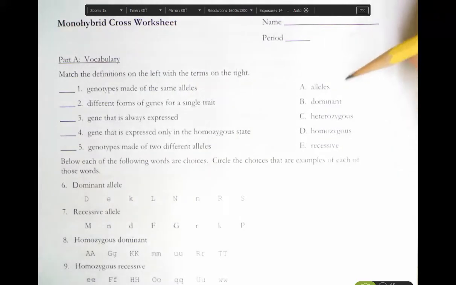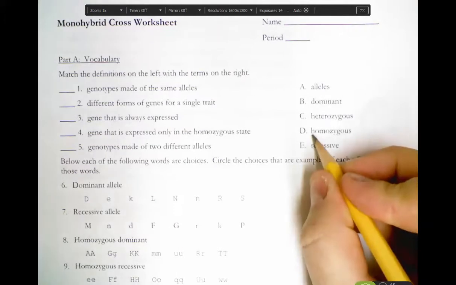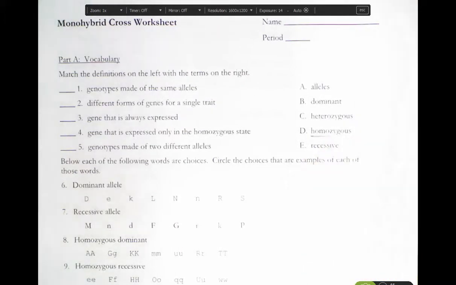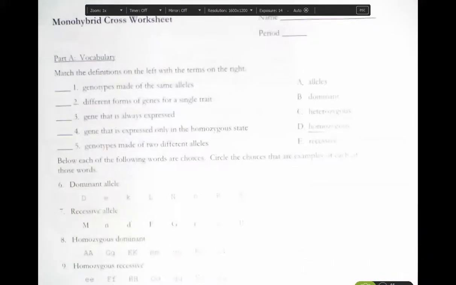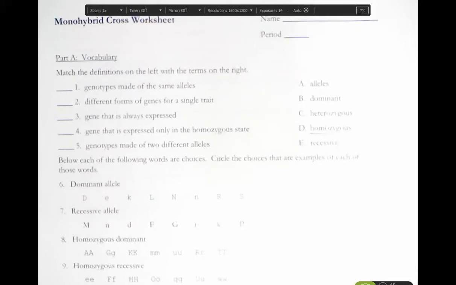So the genotypes that are made of the same alleles. Remember, HOMOS stands for the same. So that's going to help us to identify that genotypes made of the same alleles are homozygous.